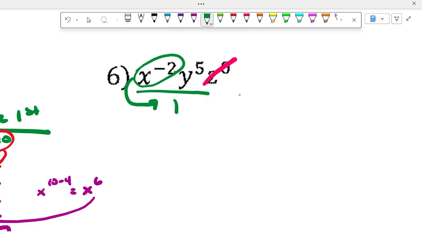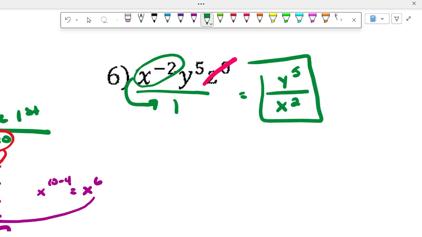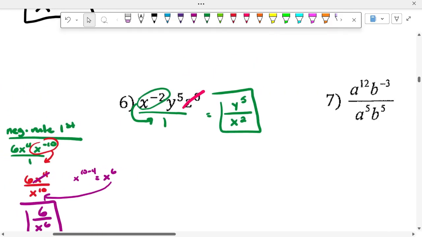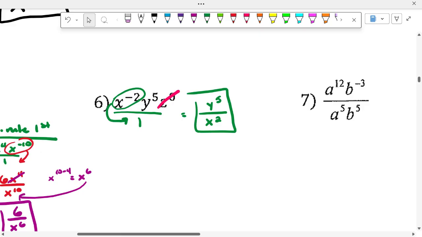So the y to the 5th still stays up top. And then we put x squared on the bottom. And that's your final answer. Since they're not like bases, we can't do anything else. Is everyone understanding what's going on so far?